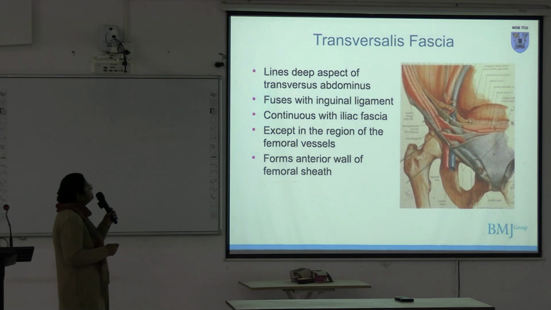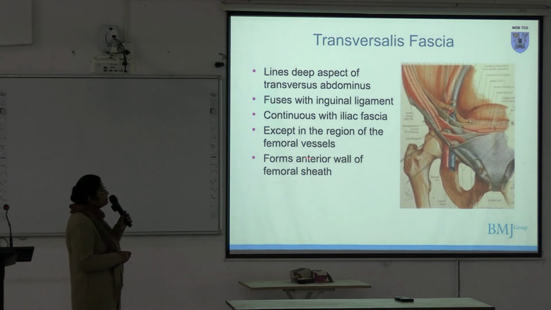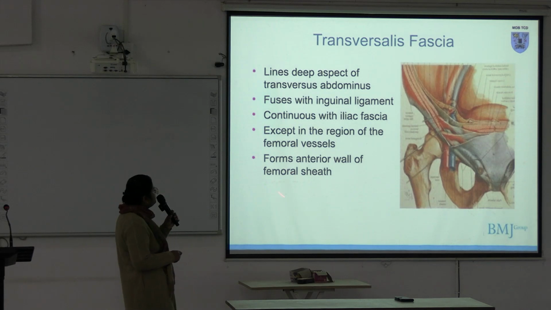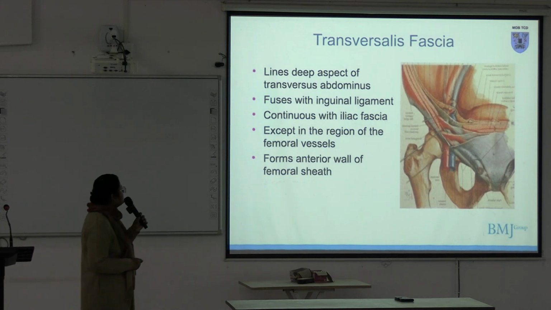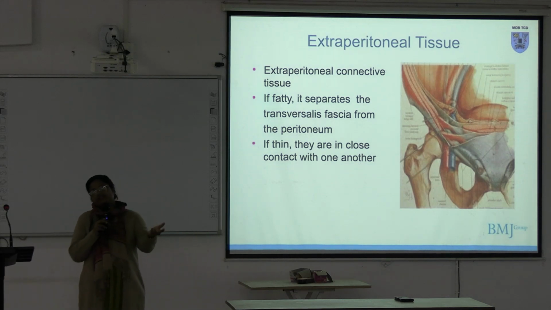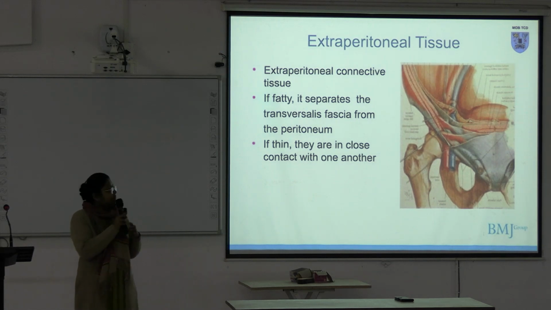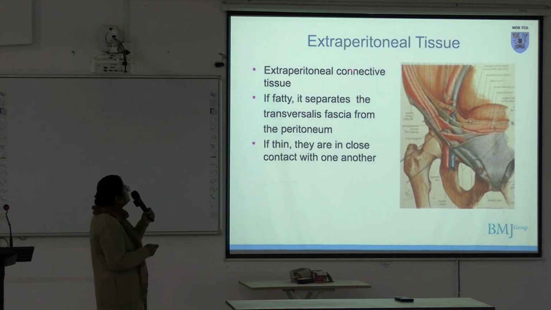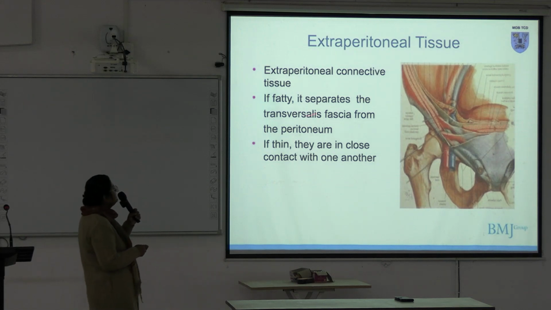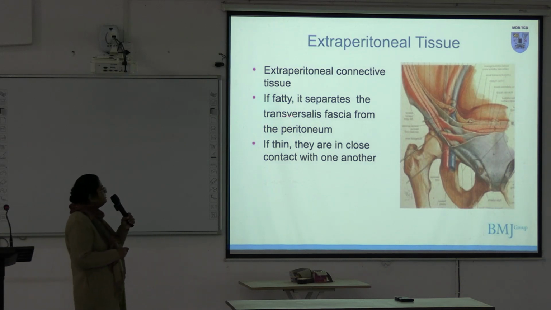Fascia transversalis lies on the deeper aspect of transversus abdominis, fuses with the inguinal ligament, and is continuous with the iliac fossa, except in the region of the femoral vessels, and forms the anterior wall of the femoral sheath. Next, we are discussing from anterior to posterior: skin, superficial fascia, then 3 muscles, then fascia transversalis, then extraperitoneal fatty tissue. Extraperitoneal connective tissue is fatty and separates the fascia transversalis from the parietal peritoneum mainly.